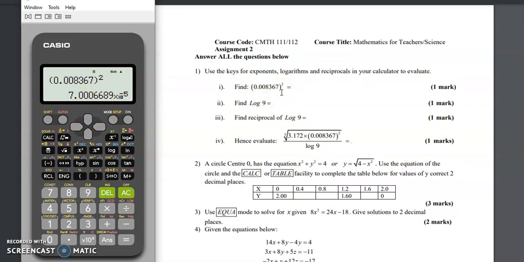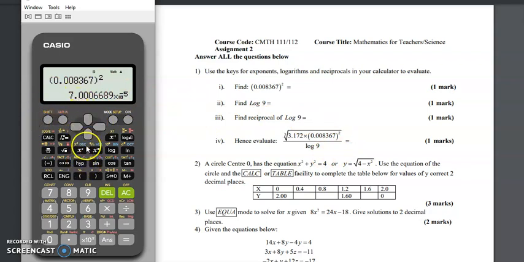So it is 7.0006689 times 10 negative 5, which can give us 0.00007000669. Negative 5 meaning that we are having 5 zeros just before the 7.